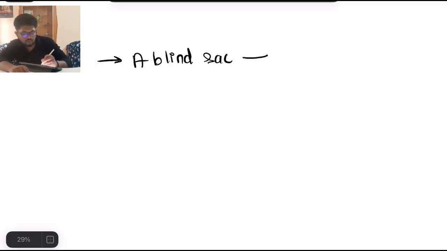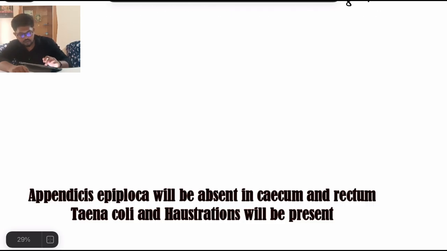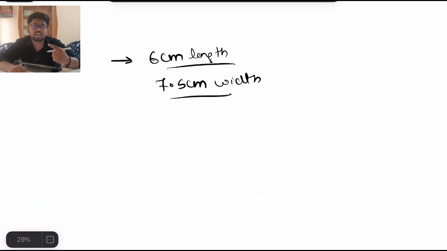So what is cecum? It is a blind sac from which the large intestine begins. It is 6 centimeter in length and 7.5 centimeter in width. So seeing this parameter, we can say the width of the cecum is more than the length. Some other organs in which the width is more than the length are the prostate gland, the isthmus of the thyroid gland, and the pituitary gland.